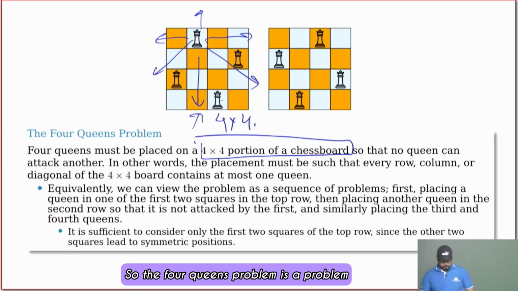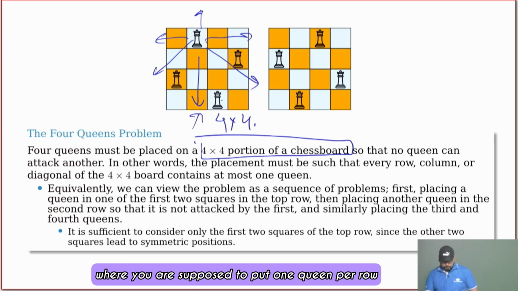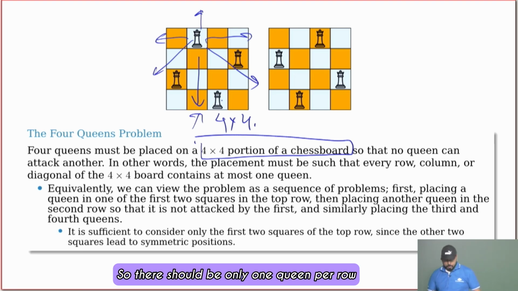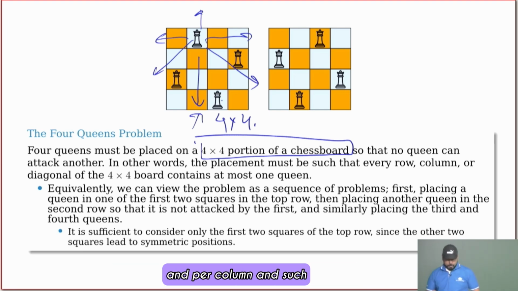So the 4 queens problem is a problem where you are supposed to put one queen per row and per column. So there should be only one queen per row and per column, and such that they don't kill each other.